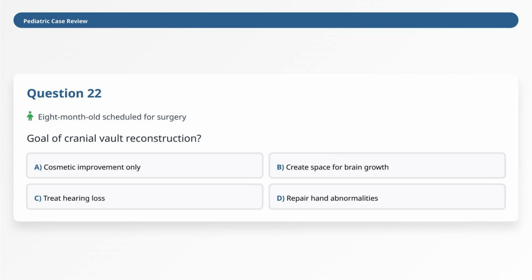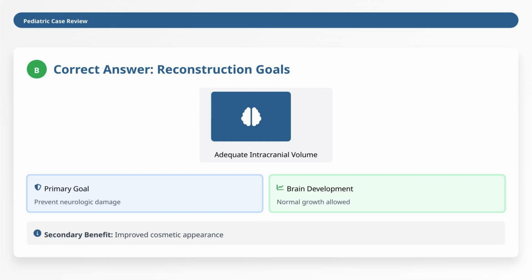Question 22. An 8-month-old with Pfeiffer syndrome is scheduled for cranial vault reconstruction surgery. What is the primary goal of this procedure? Option A, cosmetic improvement only. Option B, create adequate space for brain growth. Option C, treat hearing loss. Option D, repair hand abnormalities. The correct answer is B.